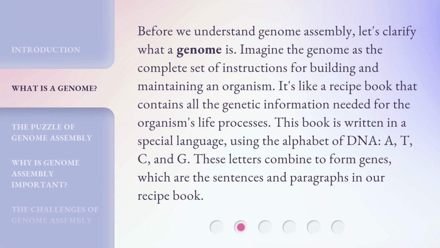Before we understand genome assembly, let's clarify what a genome is. Imagine the genome as the complete set of instructions for building and maintaining an organism. It's like a recipe book that contains all the genetic information needed for the organism's life processes. This book is written in a special language, using the alphabet of DNA: A, T, C, and G. These letters combine to form genes, which are the sentences and paragraphs in our recipe book.